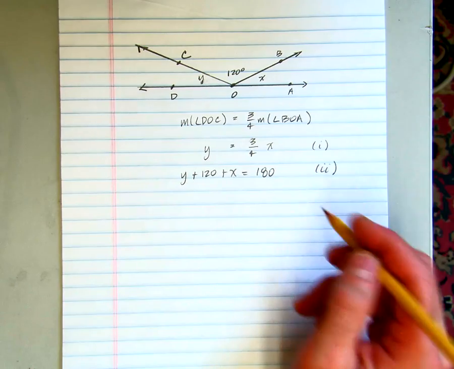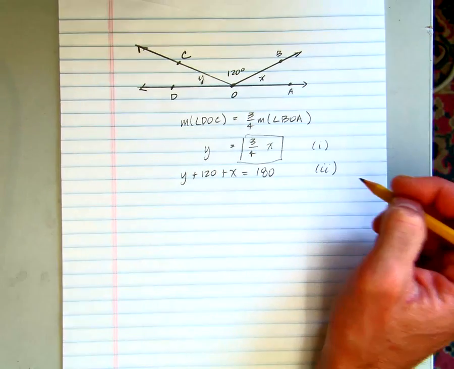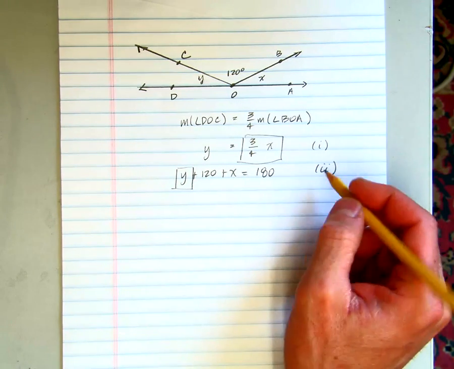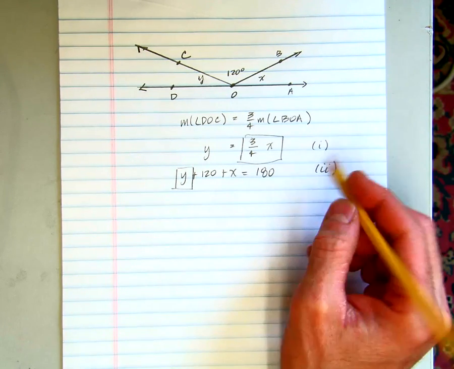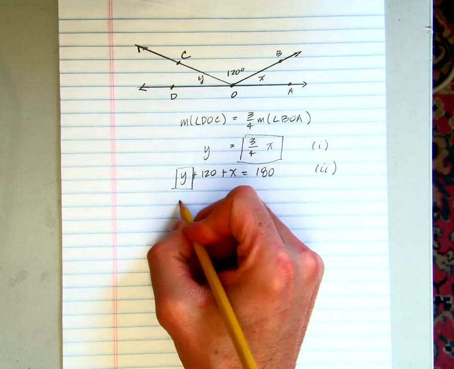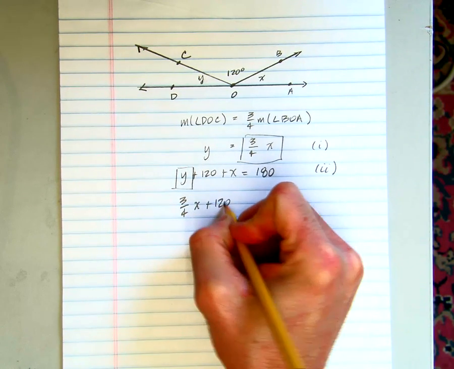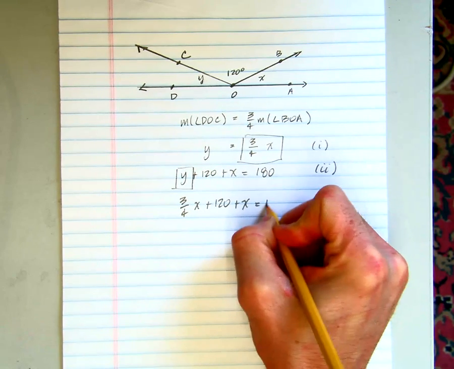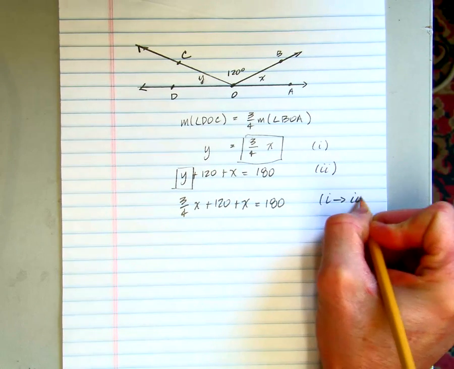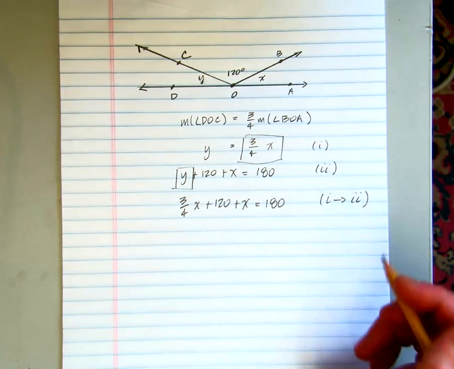The method I'm going to use is called substitution, and it allows me to substitute this value, which is equal to y, in for this value, which is also equal to y. So I'll substitute the value 3/4 x in for y in the second equation, and I'll arrive at this: 3/4 x plus 120 plus x should be equal to 180. So I substituted 1 into 2 there. And now it's just a matter of solving for x.